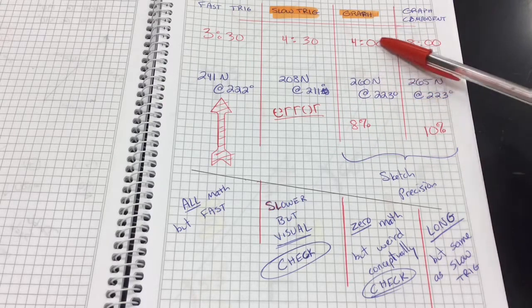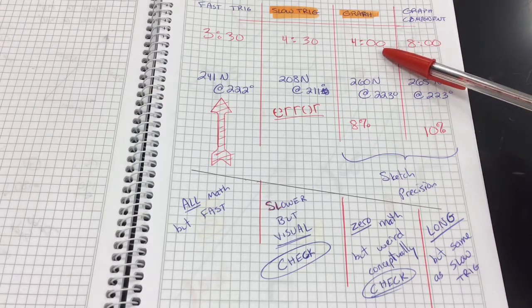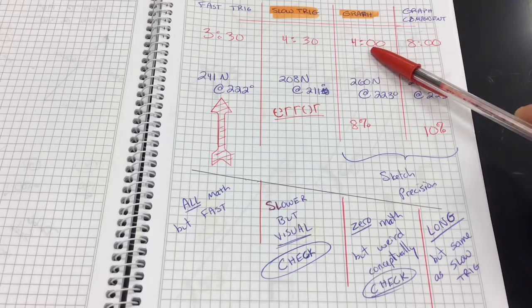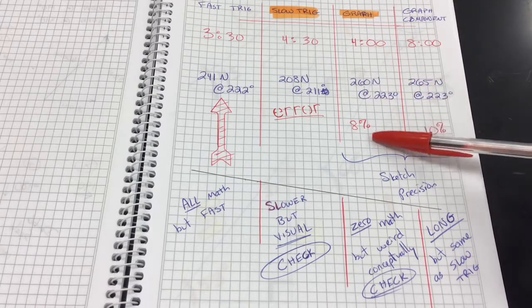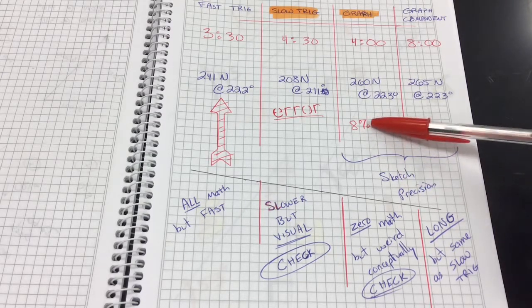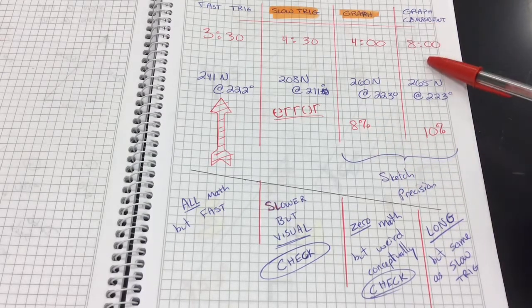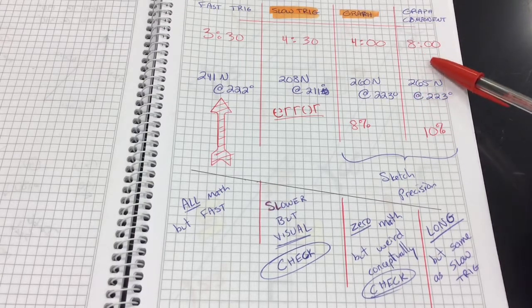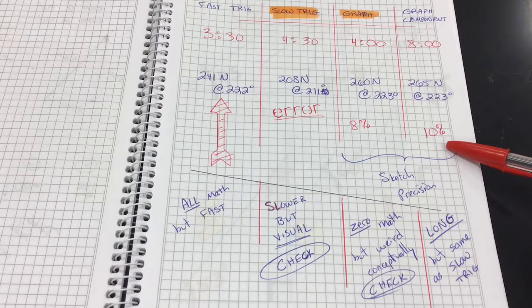The graphical, 4 minutes. And this is actually one that I prefer because I can use this graphical with every level of class. Conceptual physics, all the way up through honors physics, I can use graphical, and I do use graphical. And this does depend on sketch precision. I am 8% off on that one. And the graphical component, 8 minutes, way too long, ridiculous, and I was 10% off on that one.